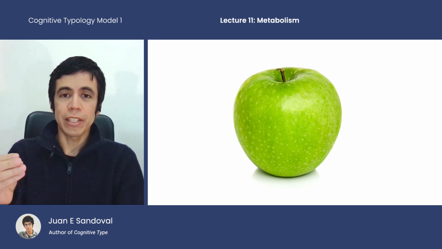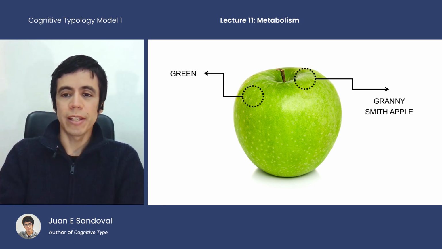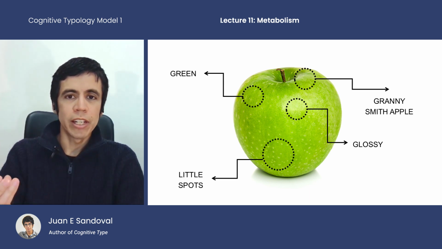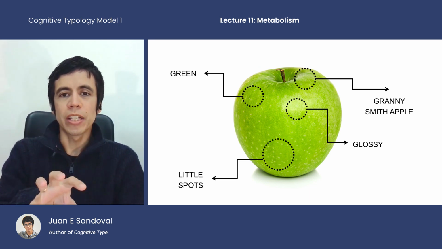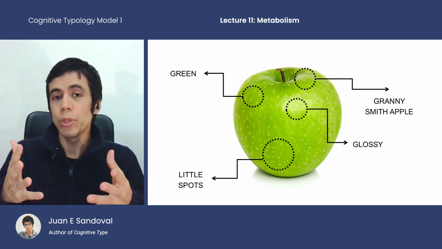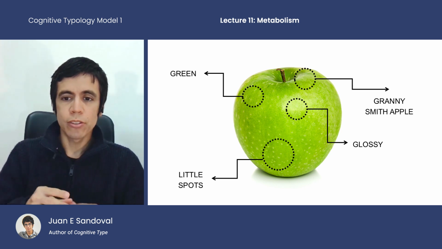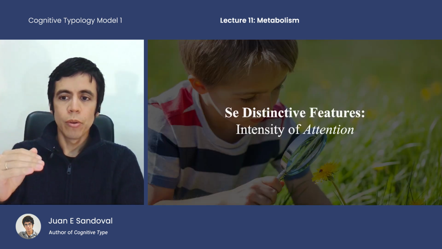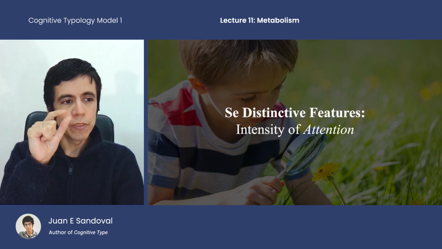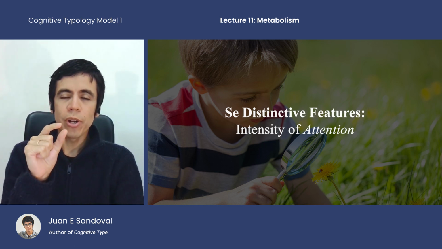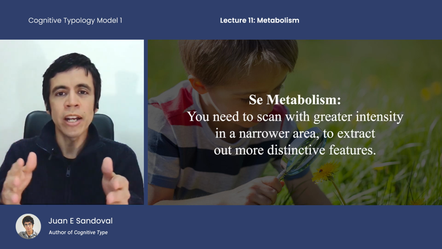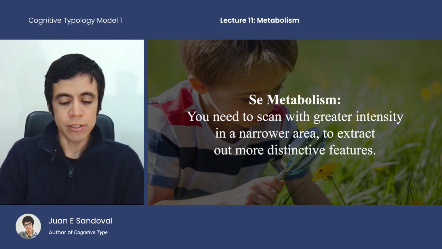So it's specifically, let's say, a green apple. It's a Granny Smith apple. It's glossy. It has little spots on it. All these little particulars make it a distinctive object. SE is more attentive in this sense to what makes the object particular and unique. And the way that this is achieved metabolically is through an intensity of attention. Because the more closely you look at something, let's say this apple, the more features stand out at you. But you have to scan with more intensity in a certain location in order to extract distinctive features from it. This is just how it has to happen metabolically.